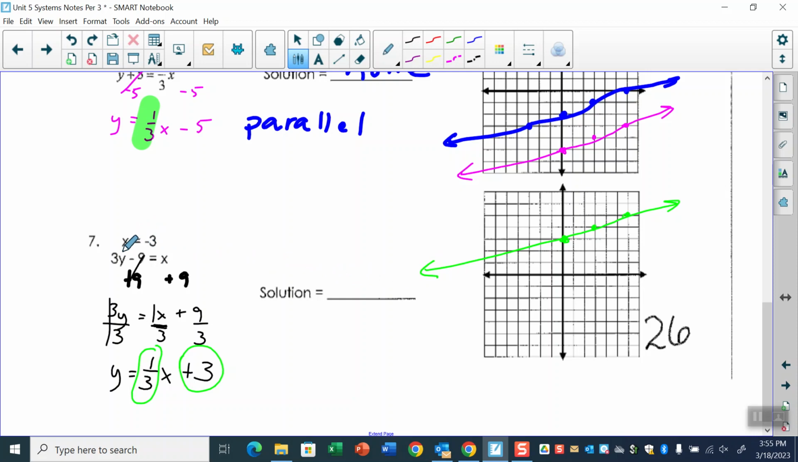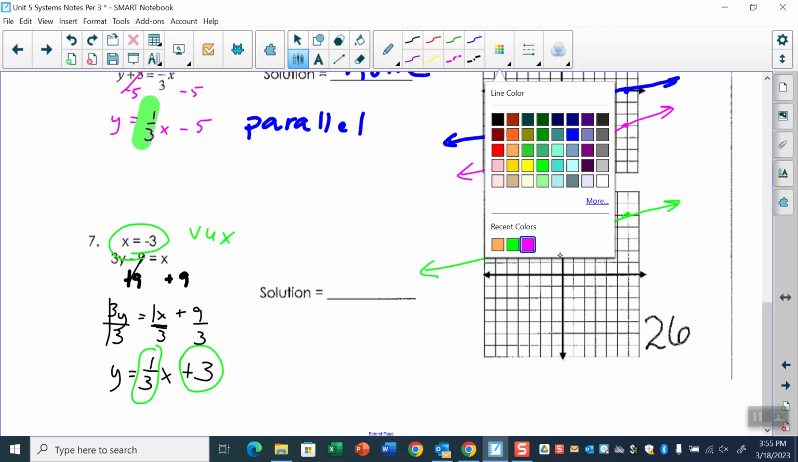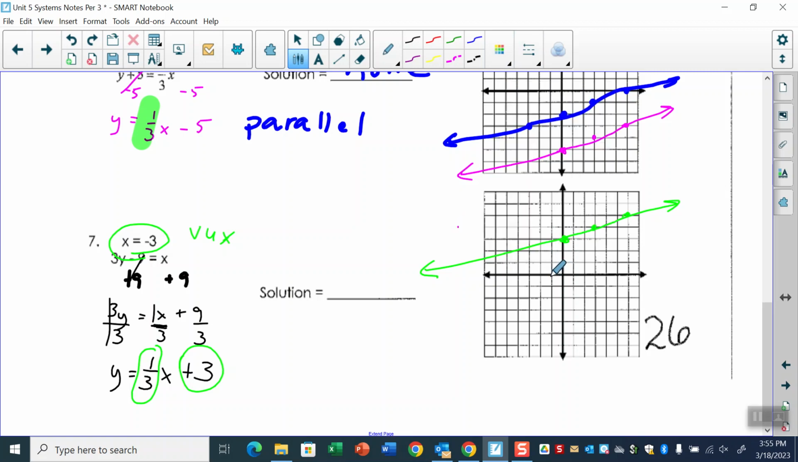Okay, and then now this is x equals -3, so that's a vox, right? There's no y. So that would be a vertical line with an undefined slope, and it crosses at -3. Okay, so I'm going to cross here at, let's see, 1, 2, 3, where x is -3, and it's a vertical line.